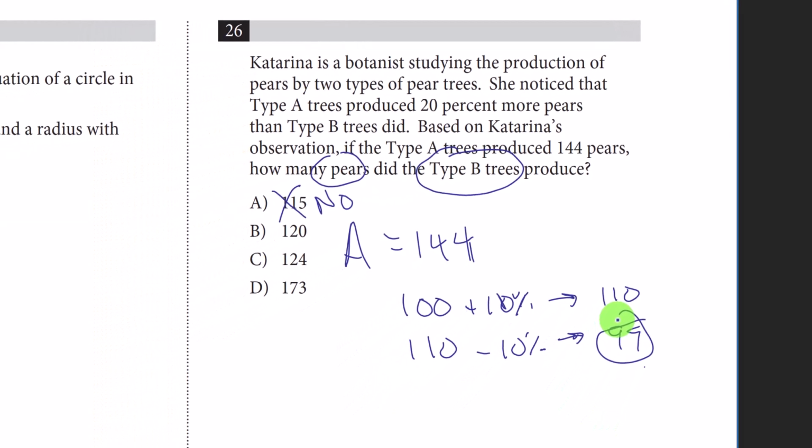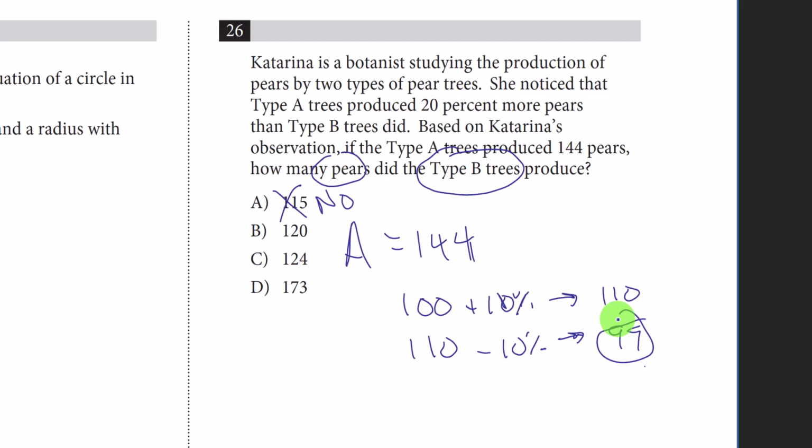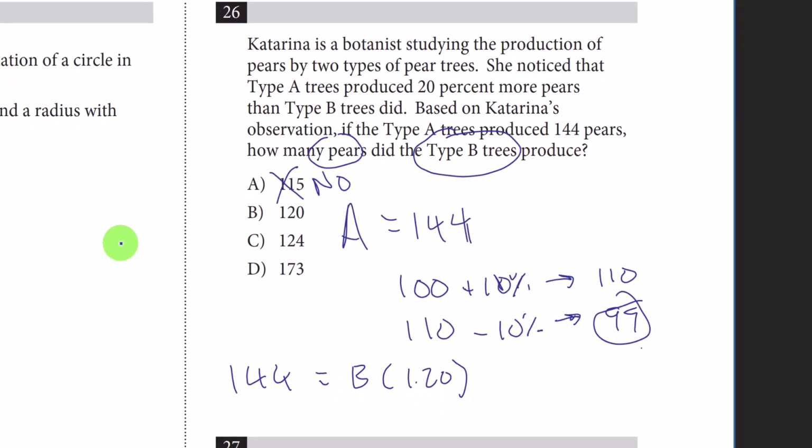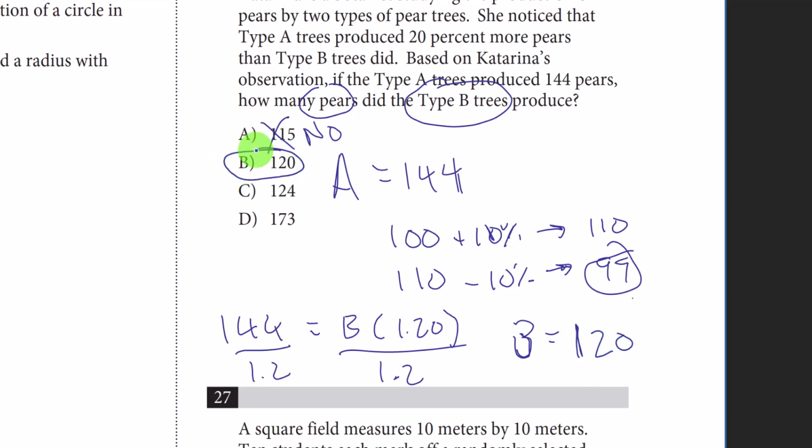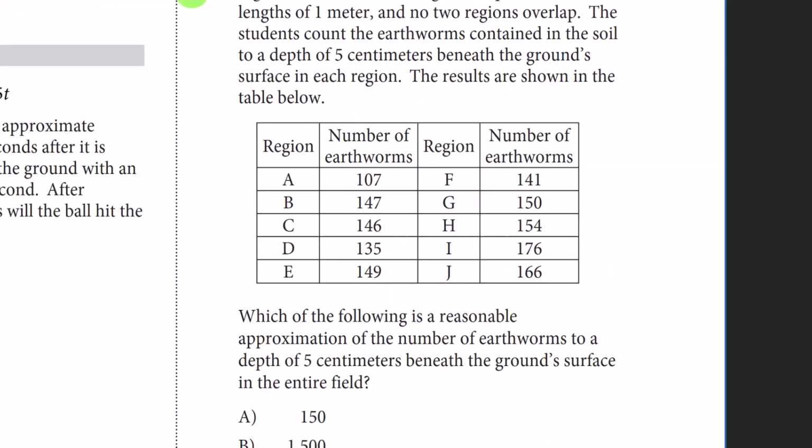So let's talk about what's going on here. Type A trees, the 144, is 20% more than type B. So we're going to take type B, multiply by 1.2 because it's 20% more than that. To solve this, we're going to divide both sides by 1.2, and basically, you're going to get B is equal to 120. And that's how you get answer B.